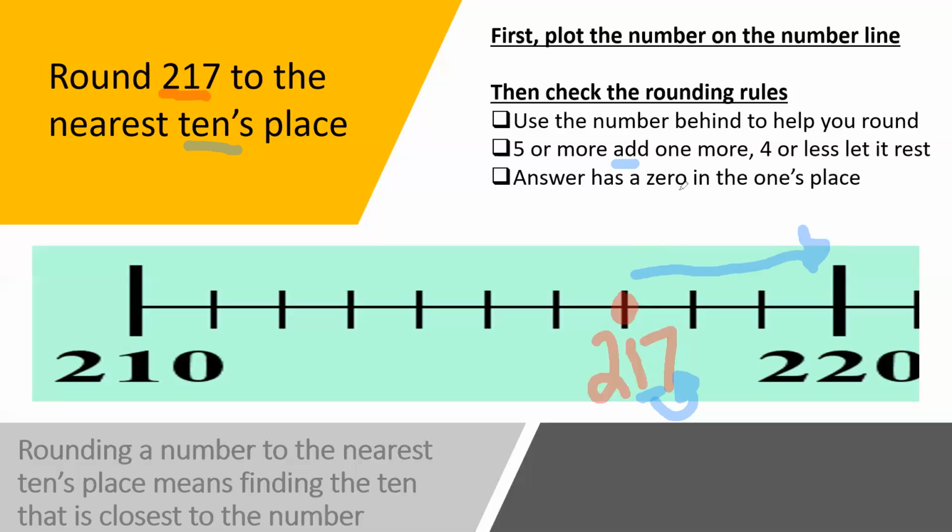And the answer has to have a 0 in the ones place. 220 is our answer because there's a 0 in the ones place. Also, if you look at this, you guys, 217 is way closer to 220 than it is to 210. You're always going to go to whichever one is closer, okay?